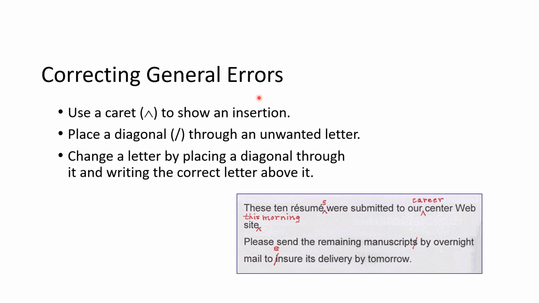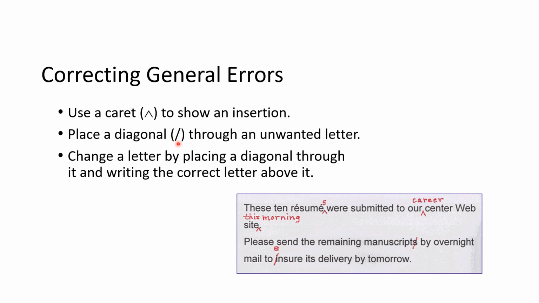Okay, for general errors, use the caret to show that something has to be inserted. For example, the figure 5 should be inserted in between resume and work. So you use a caret, insert on top 5. Place a diagonal through an unwanted letter. Okay, so this one is misspelled. Place a diagonal through the I and then on top the letter E to suggest that it should be spelled that way. Change a letter by placing a diagonal through it and writing the correct letter above.